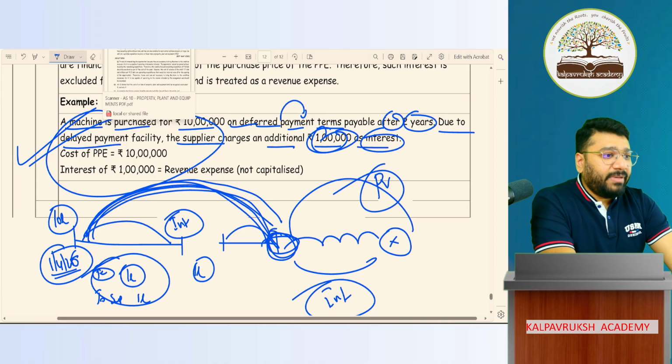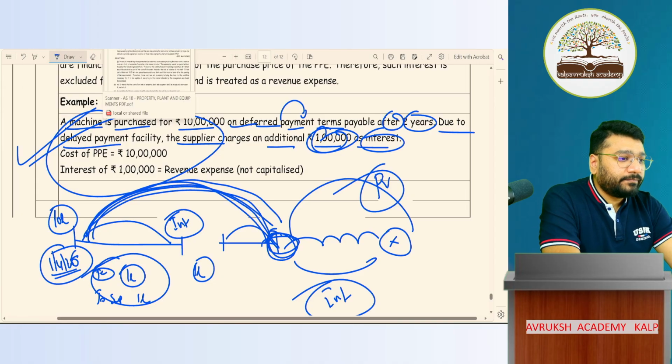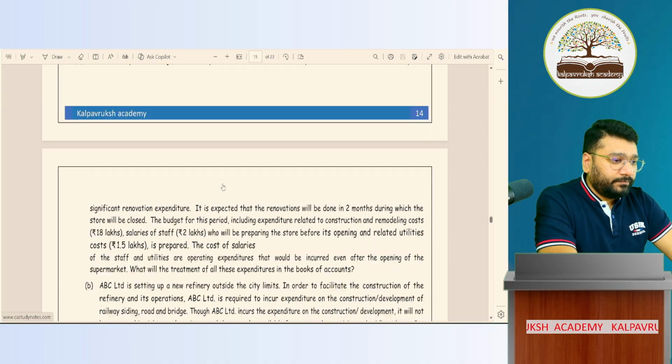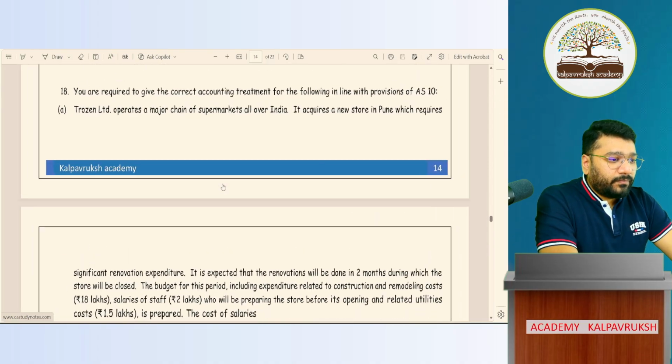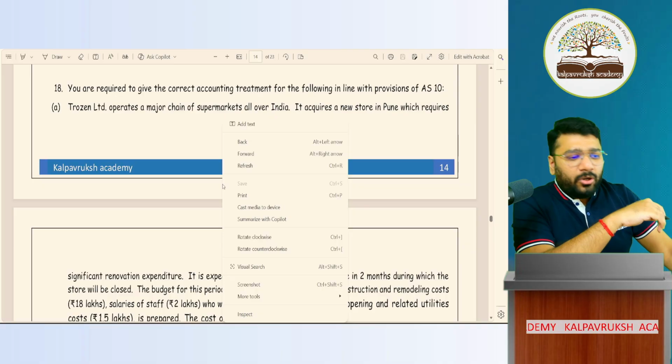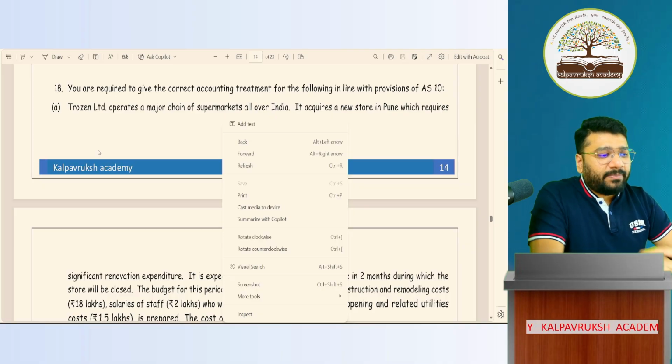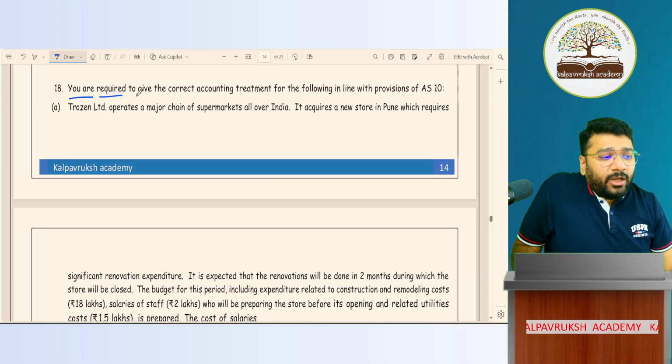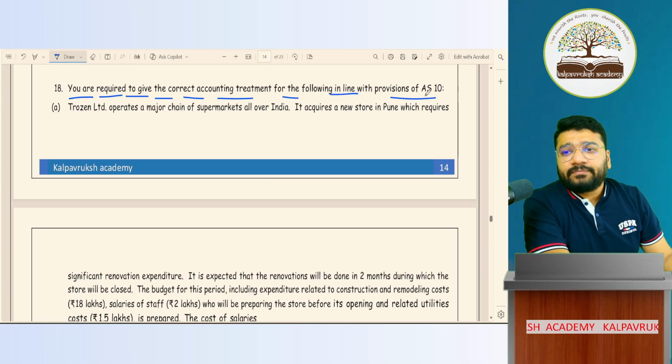Scanner question 18B. Guys, 18A I'm not doing. I'm doing 18B first. 18A I'll do after some time. You are required to give correct accounting treatment for the following in line of provisions of AS 10.